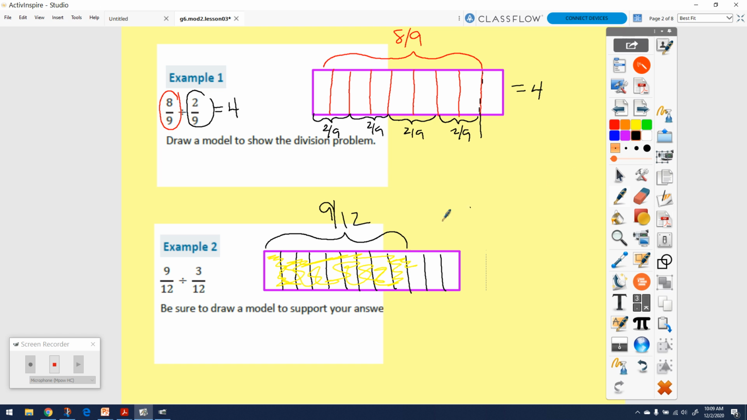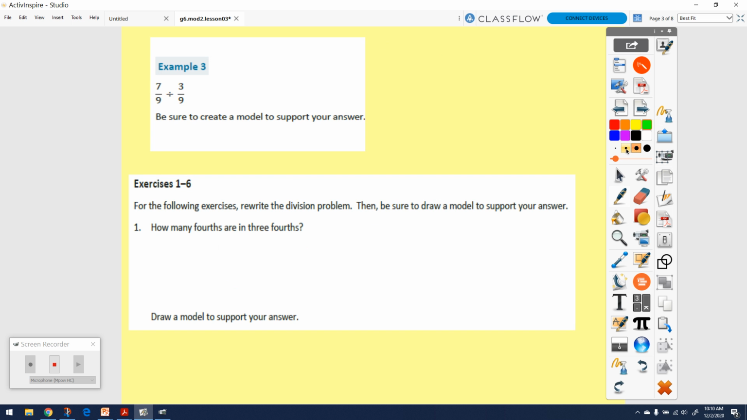And then we're going to have to group them into groups of 3 out of 12. So if I go ahead and do that, on this one I'm going to actually group. There's 3 of them. Here is another 3 of them. And here is another 3, and it came out perfectly equal. So how many groups did it make? 3. So 9/12 divided by 3/12 is 3. Let's look at the next one.